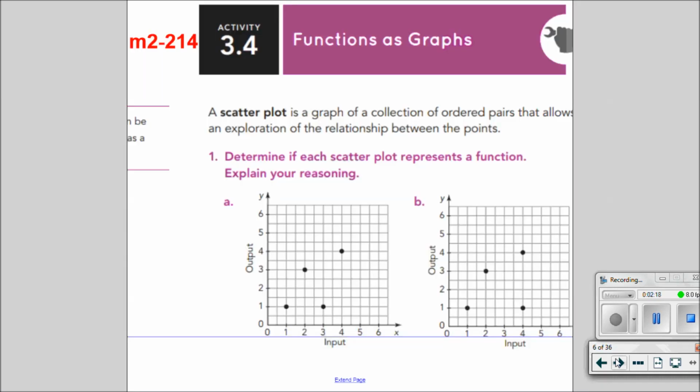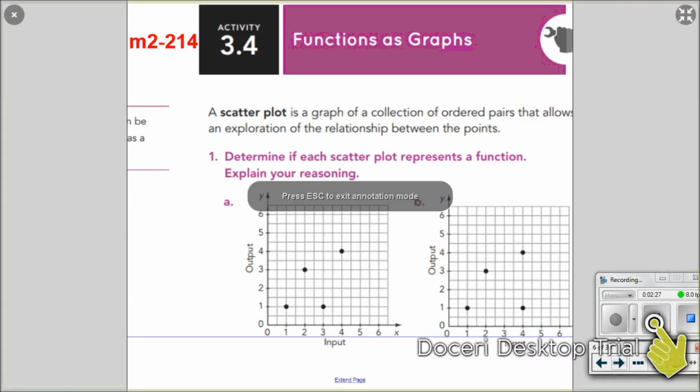As you have your stuff ready, this is what M2 214 looks like. I'll give you just about 2 more seconds to get your stuff out and ready. As you can see by the title, it says functions as graphs. We talked about today we're learning about graphs and equations, so we're really doing 2 sections today. This first one has to do with graphs.